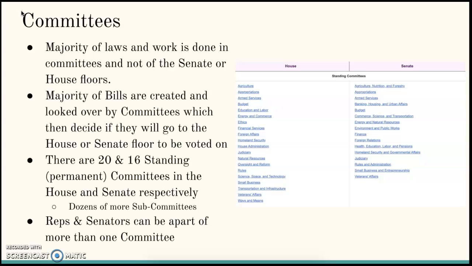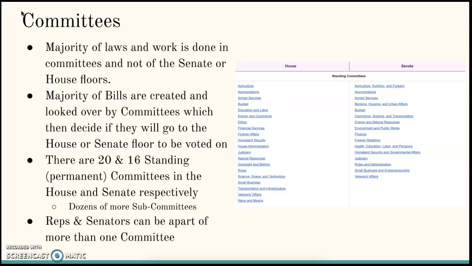So again, many of the bills are created and looked over by the committees, which then will decide to be voted upon either in the House or in the Senate. Currently, there are 20 standing, also known as permanent committees, in the House that are listed there, and 16 standing committees in the Senate. As you can see, some of the committees may share similar names, such as Agriculture in the House and Agriculture, Nutrition, and Forestry in the Senate, Appropriations, Armed Services.